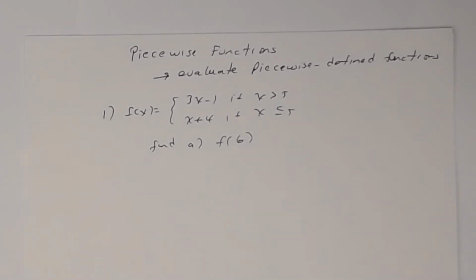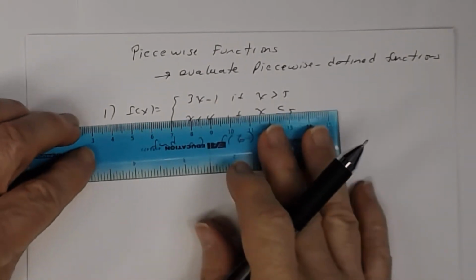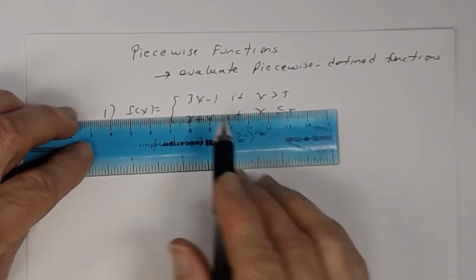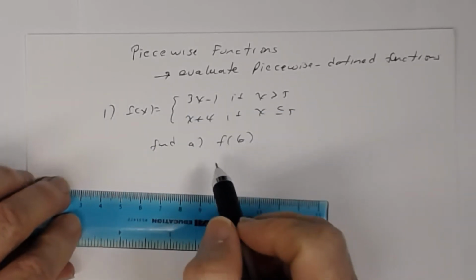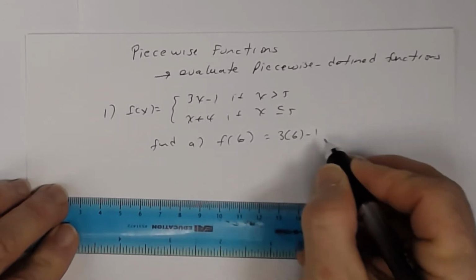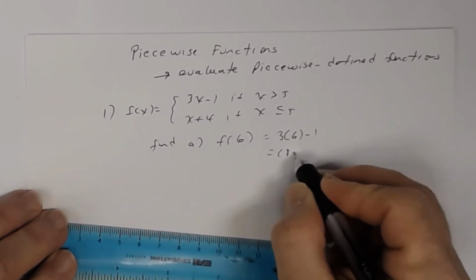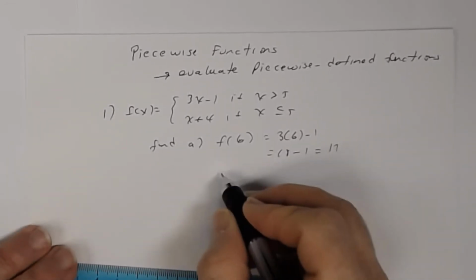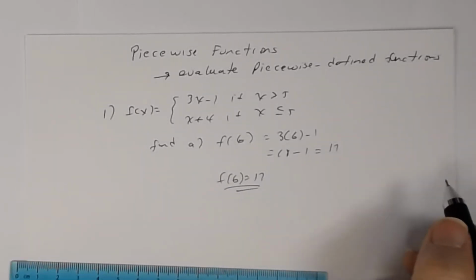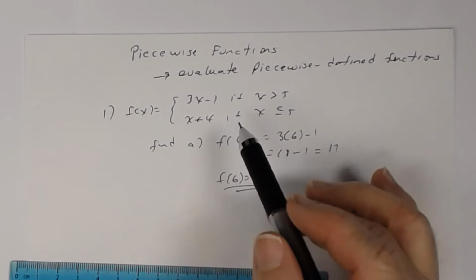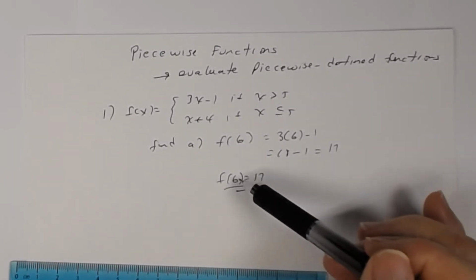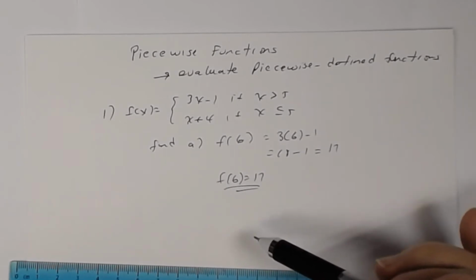Again, if you have to cover up the function you're not using, then do that. So that's 3x minus 1. In place of x, you're going to substitute 6. So this becomes 3 times 6 minus 1. That's 18 minus 1, which is 17. So f of 6 equals 17. That means if you were to graph this, and you will at some point, then when x is 6, my y value is 17.